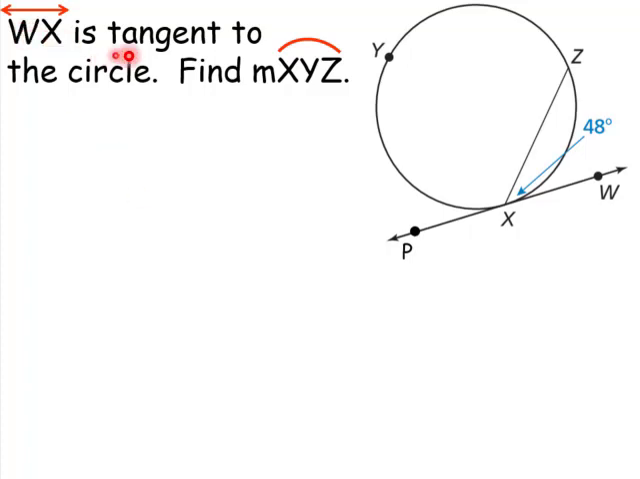Line WX is tangent to the circle. Find the measure of arc XYZ. So we're trying to find the measure of this arc going around. First we're going to use the linear pair theorem.